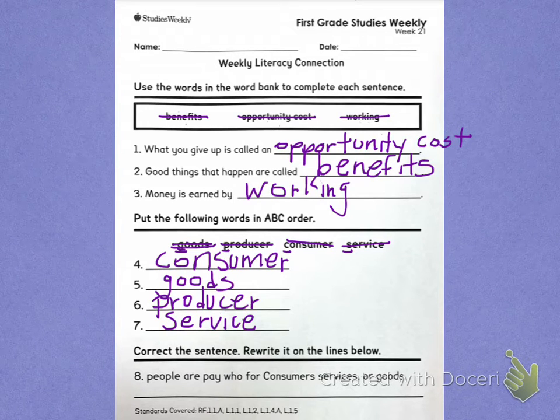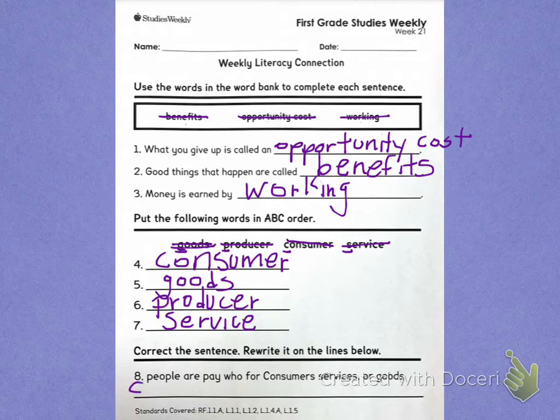Now let's look at the last sentence, or the last thing. This sentence is incorrect. They give you a line down below. I want you to go ahead and correct this sentence and rewrite it on the line below to make it correct. So go ahead and do that now. Pause the video whenever you're done. Go ahead and press play. You're going to check it.